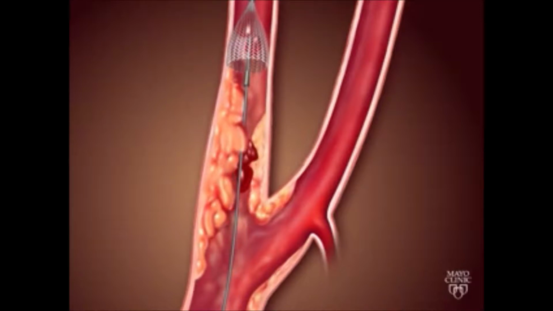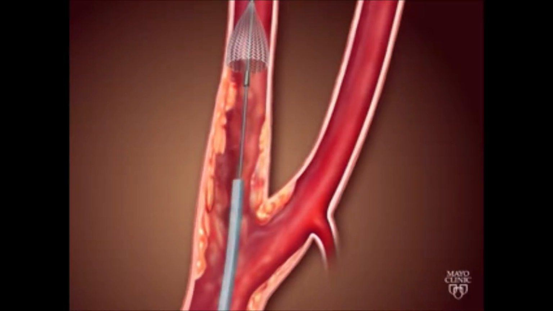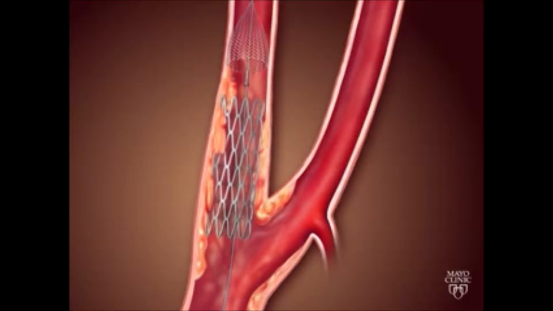during the procedure. Then a tiny balloon at the end of the catheter is inflated to push the plaque to the side and widen the vessel. A small metal coil called a stent is inserted into the vessel. The stent serves as a scaffold to help prevent the artery from narrowing again.